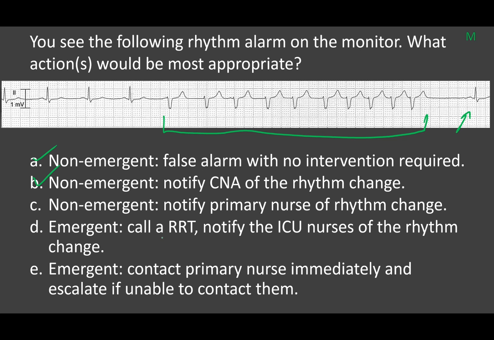Do we need to call an RRT for this type of a patient? No, because it was self-limited. It canceled itself out, which leaves you with, is it non-emergent and we'll just eventually let the nurse know? Or is it more emergent that we're going to contact that primary nurse as quickly as we can and escalate if we can't get a hold of them?